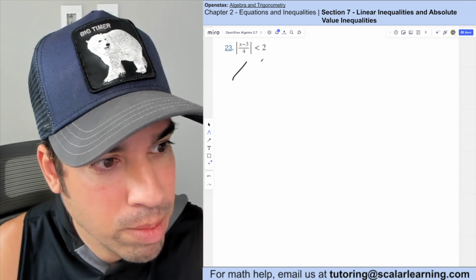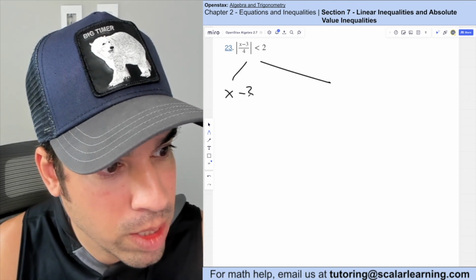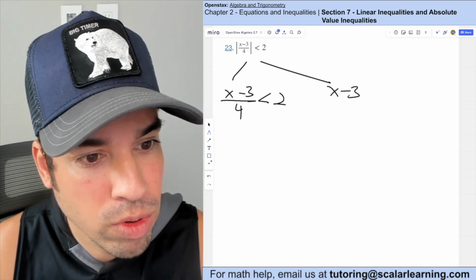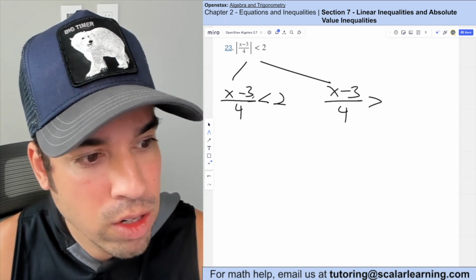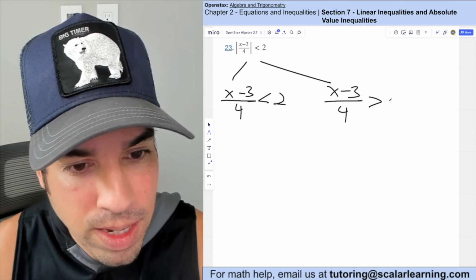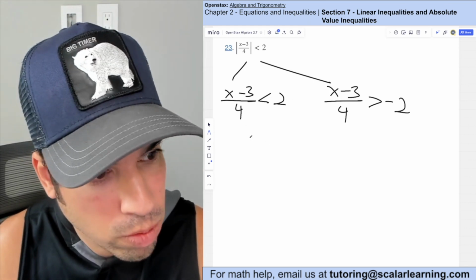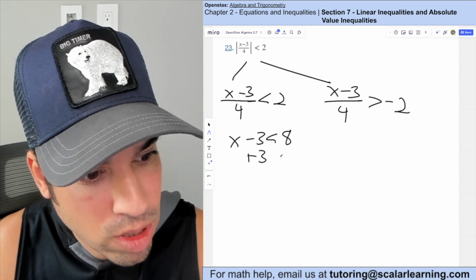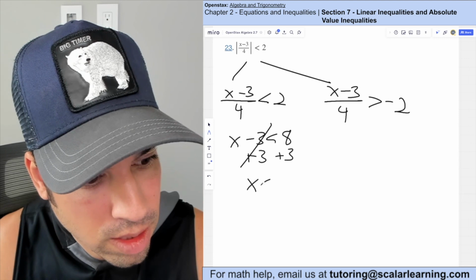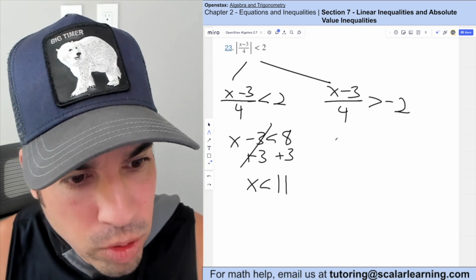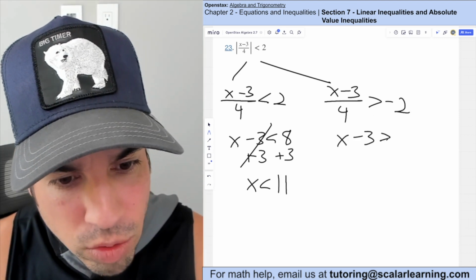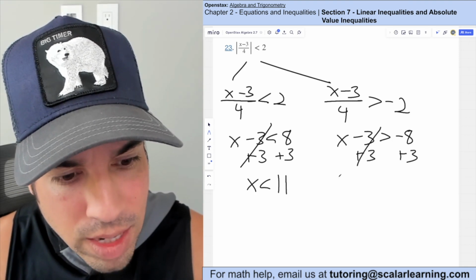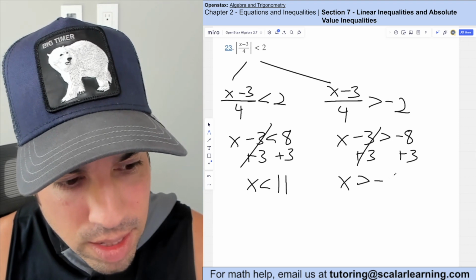So we're going to start once again by splitting this immediately. First, we have x minus 3 over 4 is simply less than 2. That's great. Then we have x minus 3 over 4 is greater, right? Flip that inequality and then negate it, negative 2. Now we're going to solve. Multiply both sides by 4. x minus 3 is less than 8. Then we're going to add 3, x is less than 11. Then we're going to multiply both sides by 4, and we get x minus 3 is greater than negative 8. Then we're going to add 3 to both sides like so, and we get x is greater than negative 5.